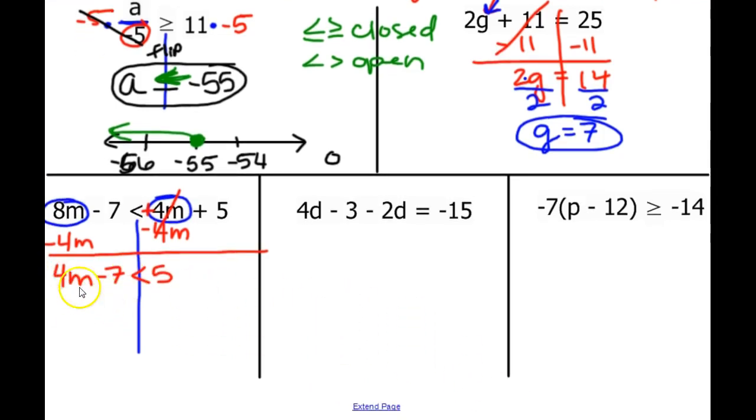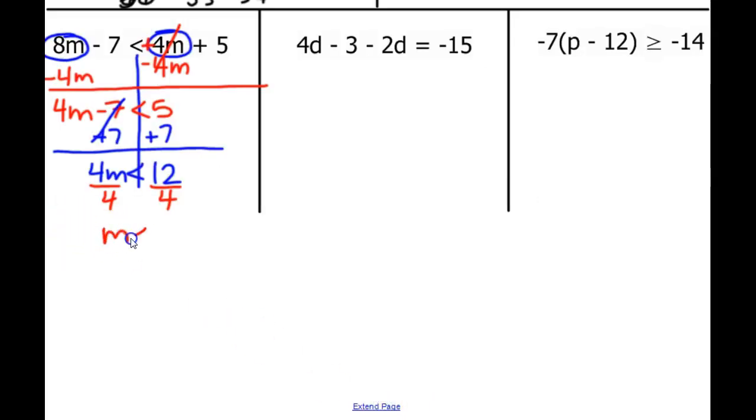So then we want to get the m by itself, so get rid of adding and subtracting first. So I'm going to get rid of this negative 7 by adding 7. So I have 4m is less than 5 plus 7 should give us 12. And then divide by 4. We're dividing by a positive, so leave your symbol the same. 12 divided by 4 should give us 3.